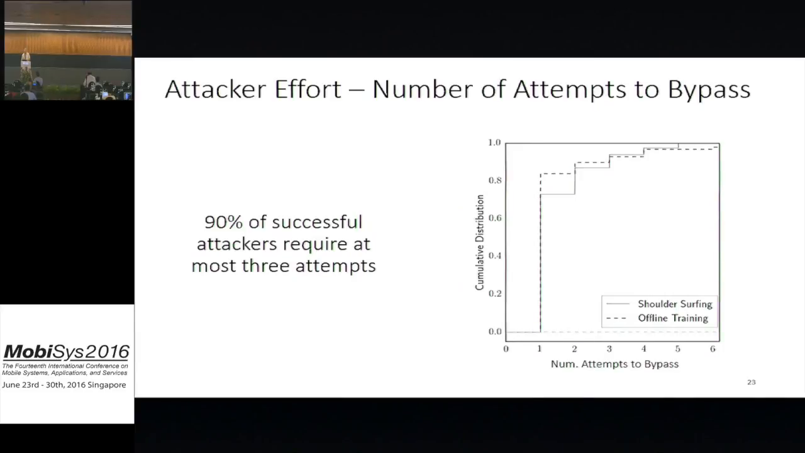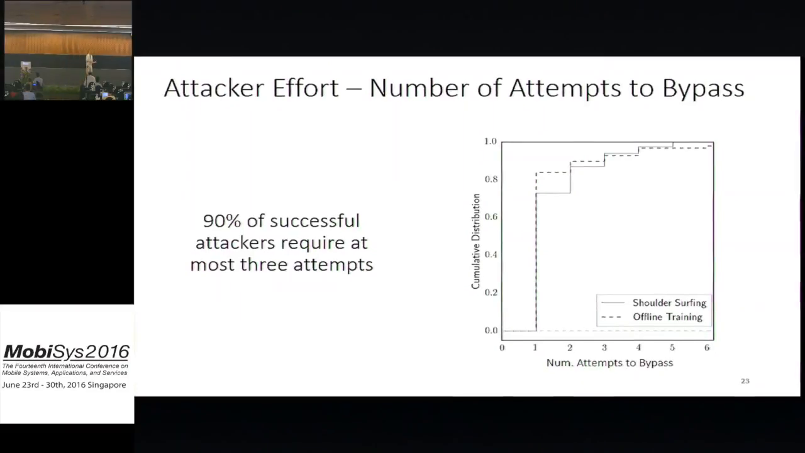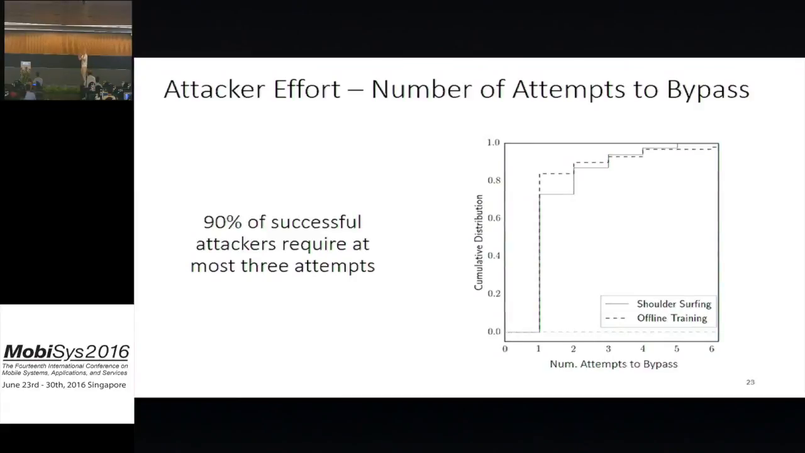How many attempts does an attacker take in order to succeed? So maybe assume you pick up your wife's device, you start attacking it, and then maybe the first time you fail. So you have to wait a little bit, and the next time she leaves the device, you try again. So how many attempts does it take? And again, most people, 70% or even 80% for offline training, they need only one attempt. In 90% of the cases, three attempts are totally sufficient.